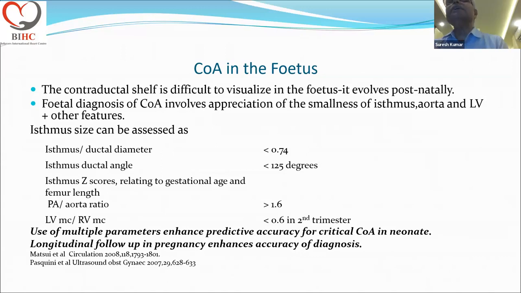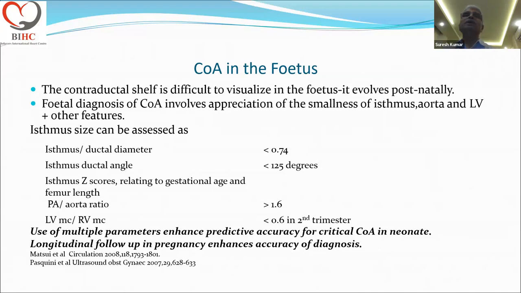So the fetal diagnosis of coarctation would involve appreciating the smallness of the isthmus, the aorta, the left ventricle, and the other features. To explain that, normally the left ventricle is smaller than the RV in the mid-trimester fetus. But if it is abnormally small, we will define how abnormal is abnormal. If it is abnormally small, if the arch is small, then you suspect coarctation and very proactively look for it in the postnatal period.